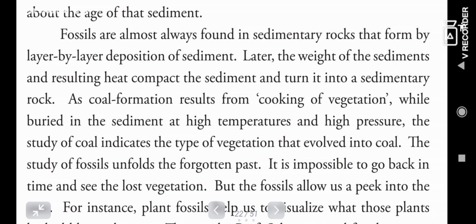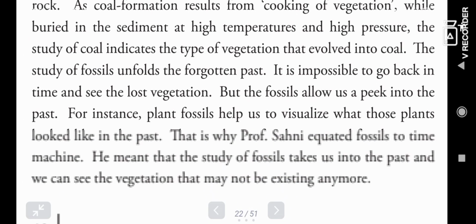The study of fossils unfolds the forgotten past. It is impossible to go back in time and see the lost vegetation, but the fossils allow us a peek into the past. For instance, plant fossils help us to visualize what those plants looked like in the past. That is why Professor Sahni equated fossils to time machines.